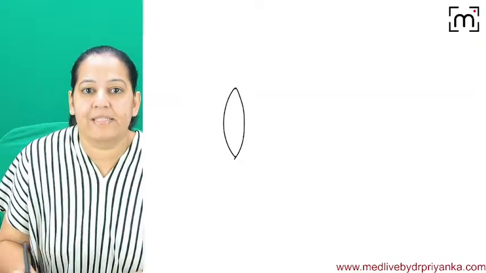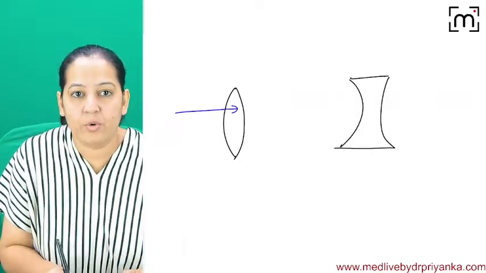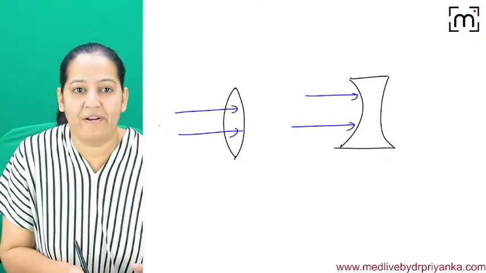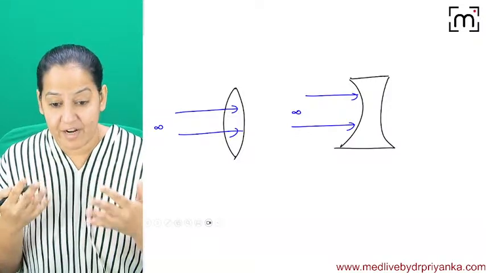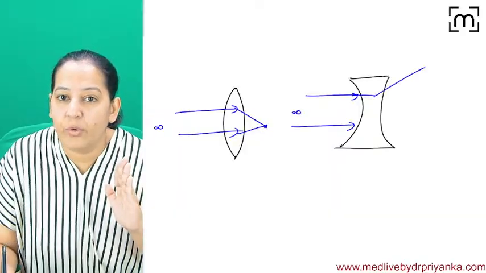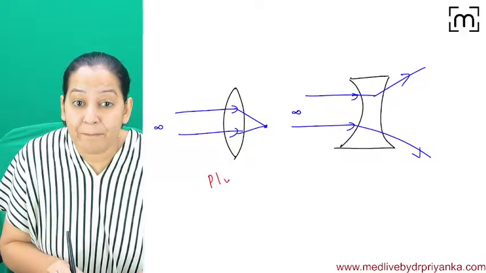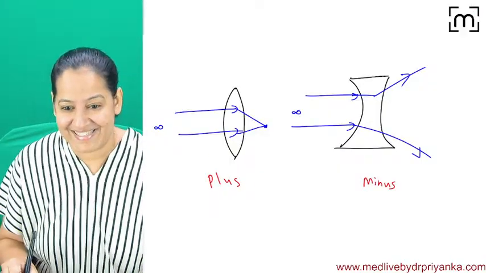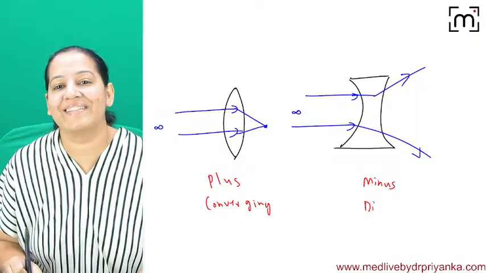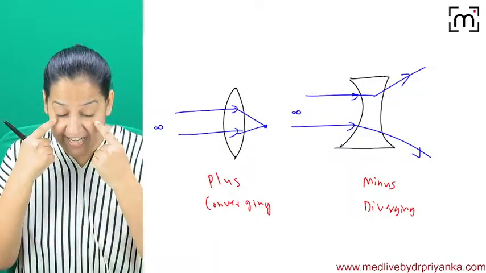This is convex lens, okay, and this is concave lens. So if parallel rays are coming from infinity over here, what's going to happen? This lens is going to converge them, and this is going to diverge them. That's why the convex lenses are known as plus lens and these are known as minus lens. That's why convex is known as converging lens and these are known as diverging lens.